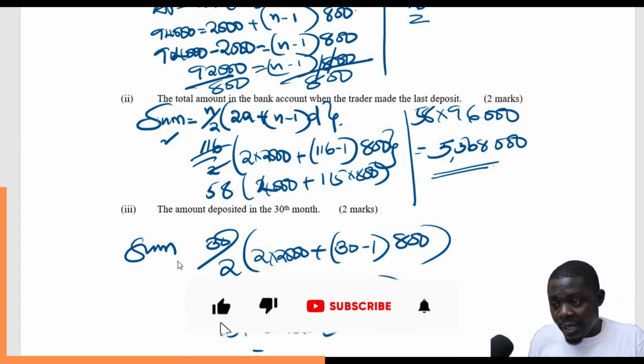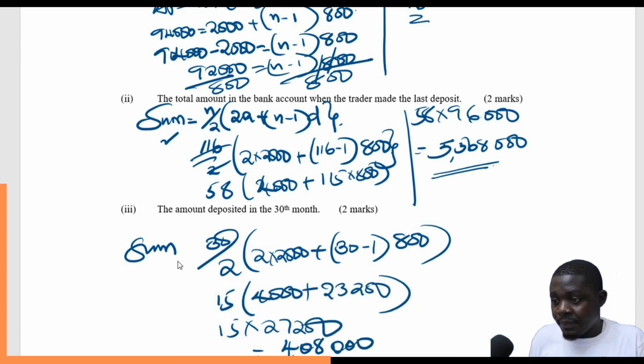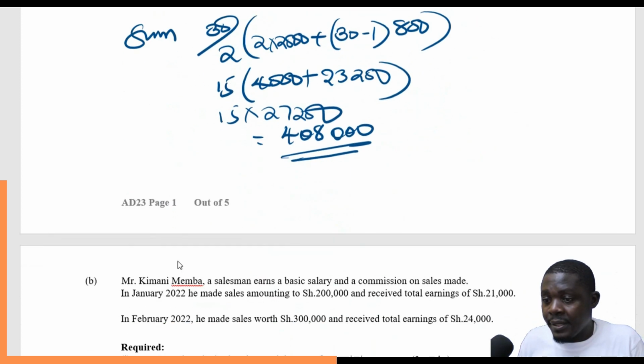The money he had in the account at the 30th month was 408,000.